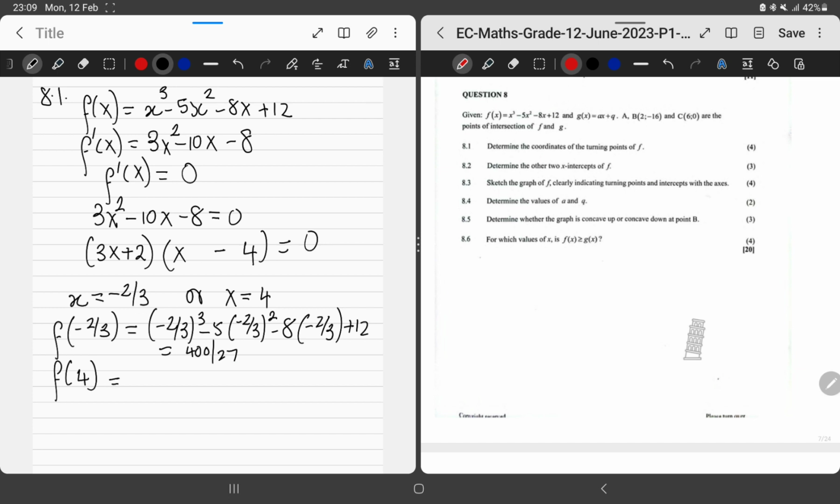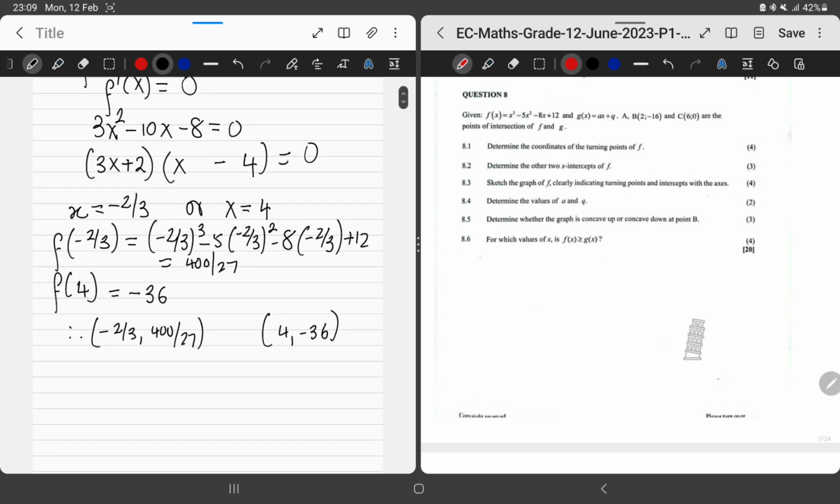And for the other one, I am getting a negative 36. So the coordinates must be minus 2 over 3, 400 over 27. And the other one is 4, minus 36.